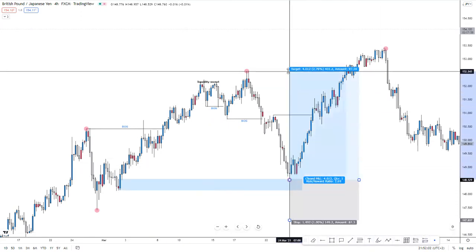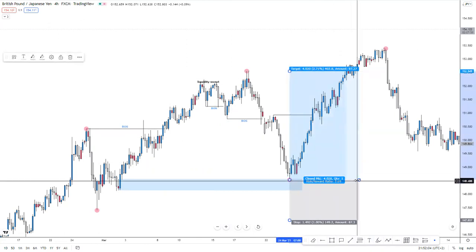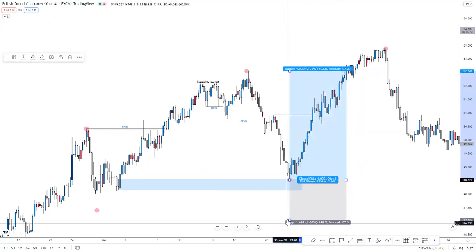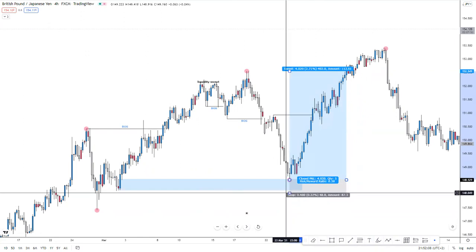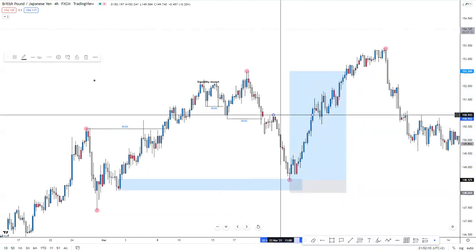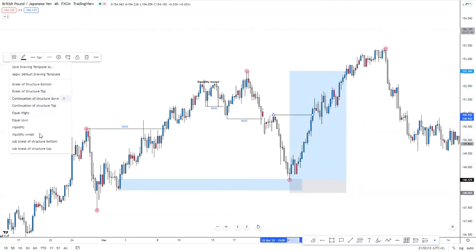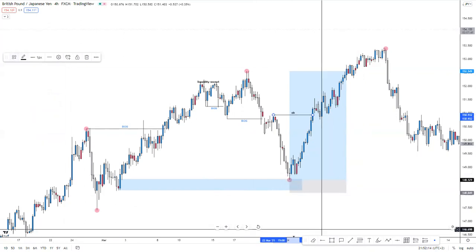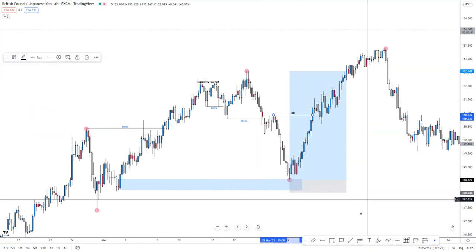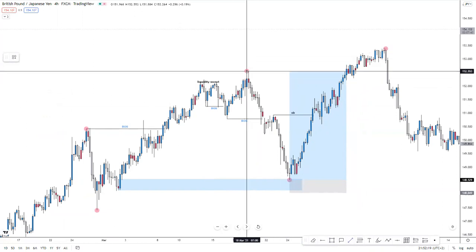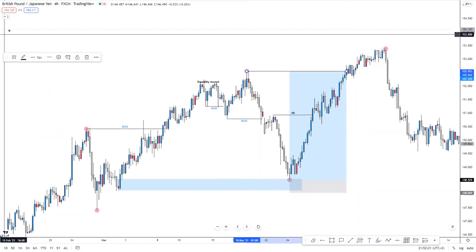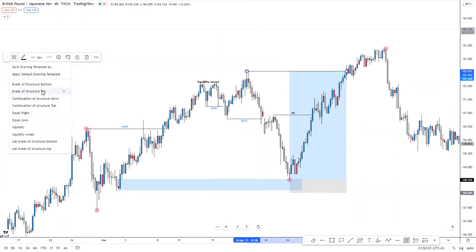We would be targeting the next high for about 400 pips. You can clearly see this is swing trading, guys. It's all about patience. With sub break of structure here, sub break of structure top. Then from there, we break structure again, right? To the left, break of structure top.